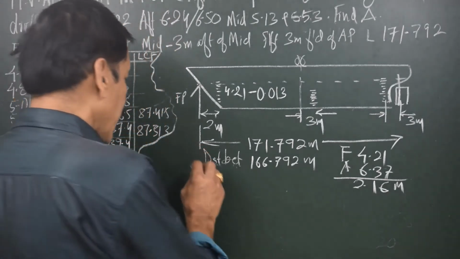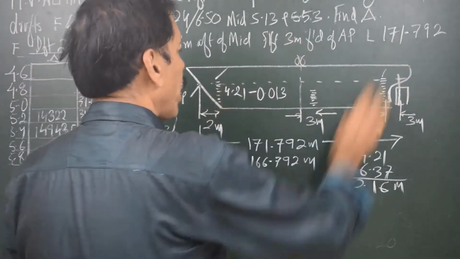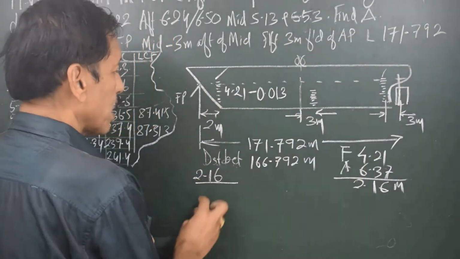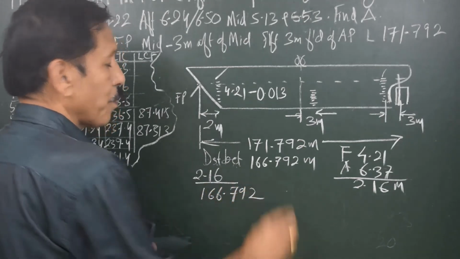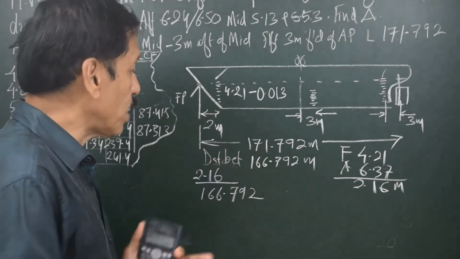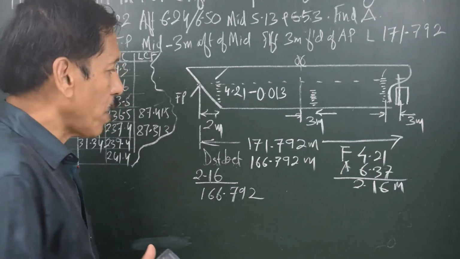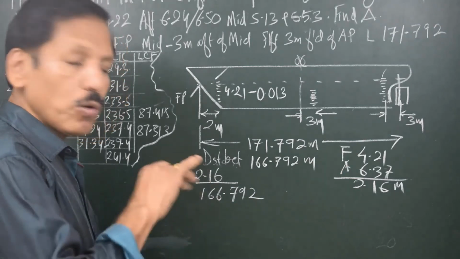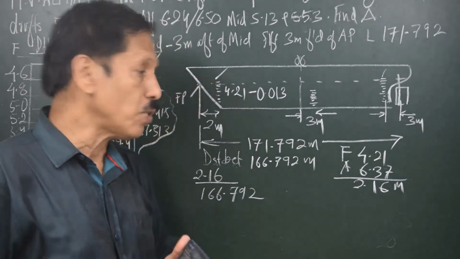So if we say 2.16 is the difference of draft at this point and this point, and the distance between them is 166.792. Okay, this is the apparent trim. This is not the actual trim. This is apparent trim because of the drafts which are placed 166.792 meters apart.